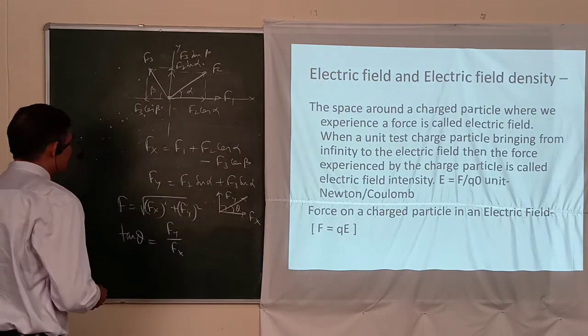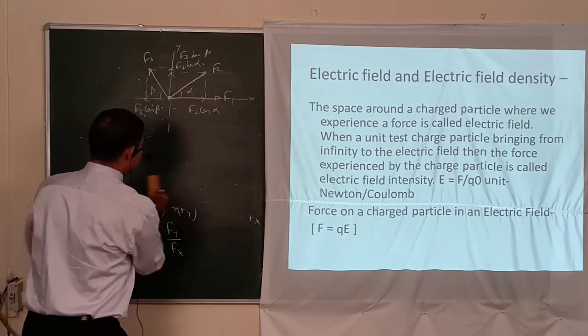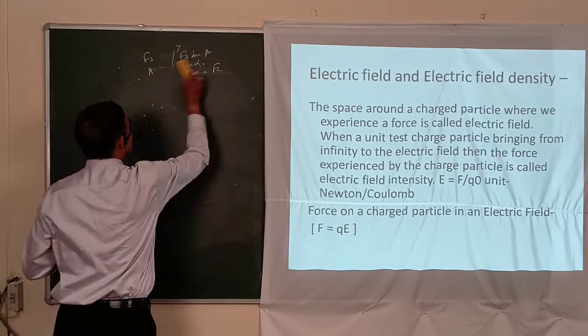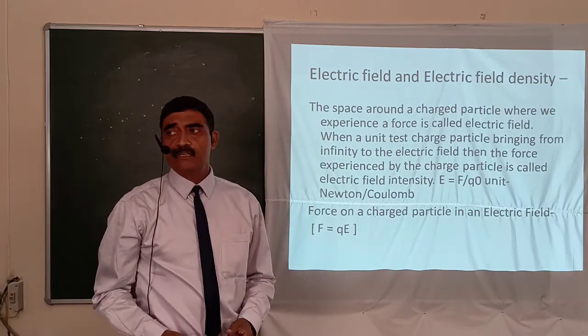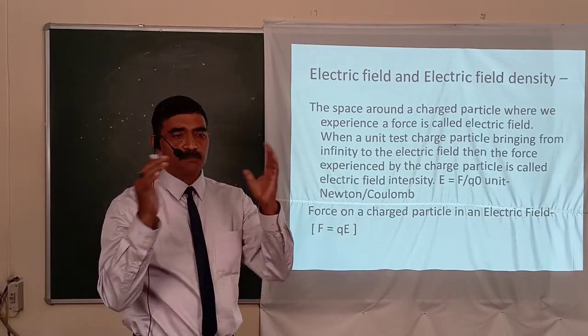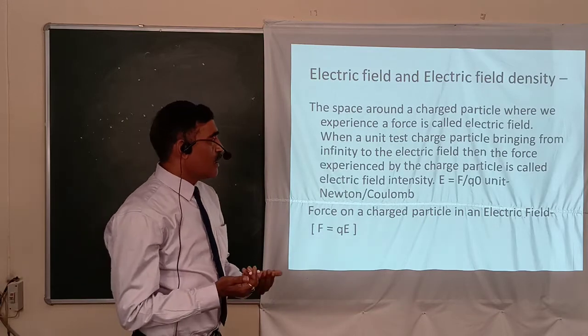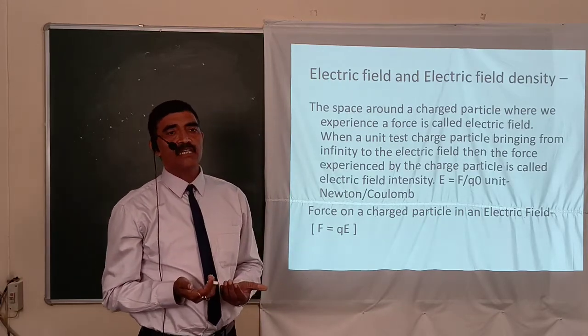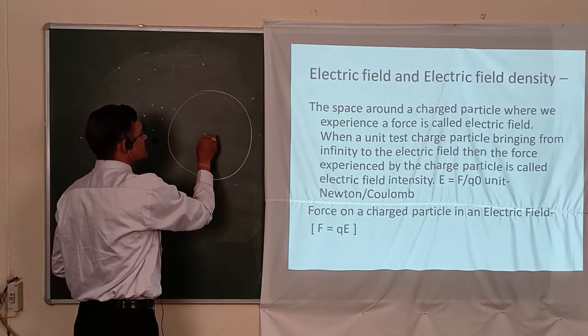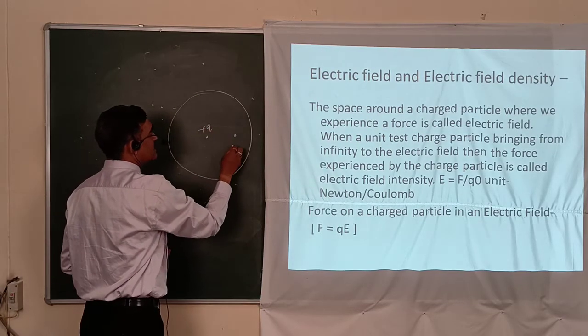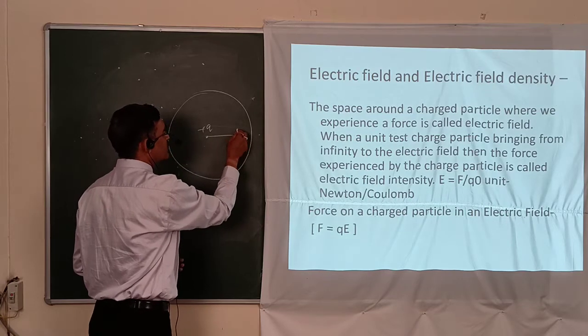So what is an electric field? The space around any charge in which another charge experiences a force of attraction or repulsion. That space is known as the electric field. Now the electric field intensity, or the strength of the electric field, is calculated like this. Suppose this is the electric field and a charge Q is placed over here, and at that point we have to find the electric field.